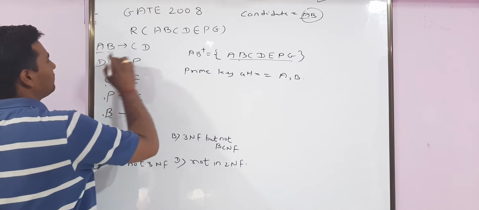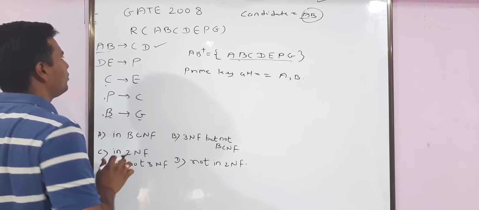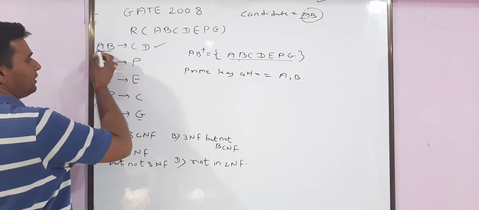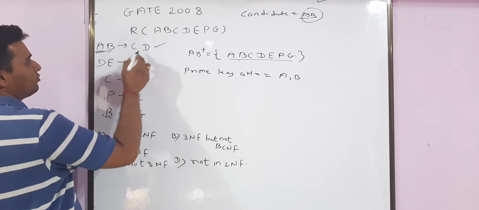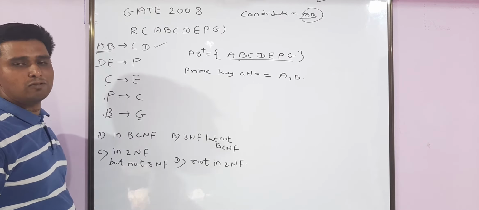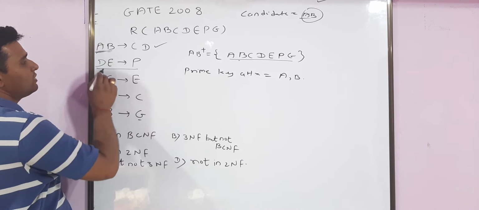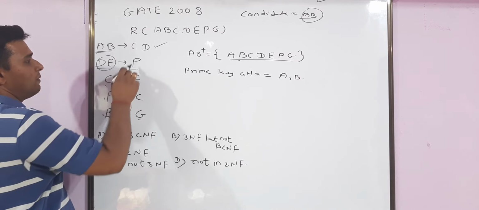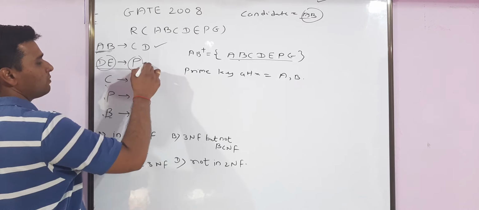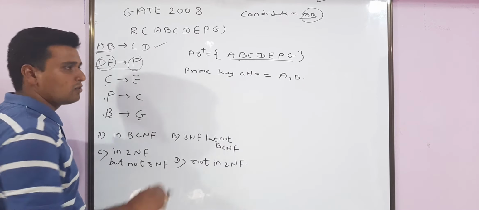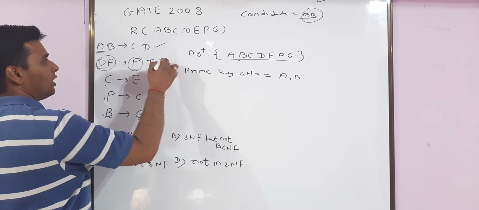Now we will find out the transitive as well as partial functional dependency in this example. Let's start with the first functional dependency. Here this is a key, a super key or primary key, so we don't have any transitive or partial functional dependency. Now D determines P. In this case D is not a key and P is also not a key. So here the relation is between non-key attributes, so we can say that this is transitive dependency.